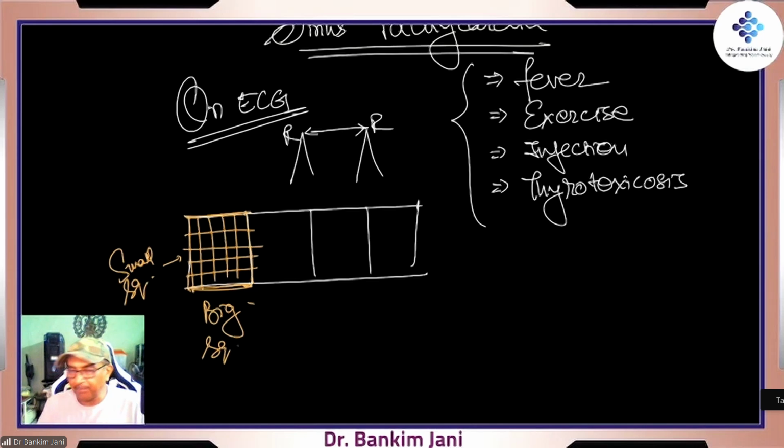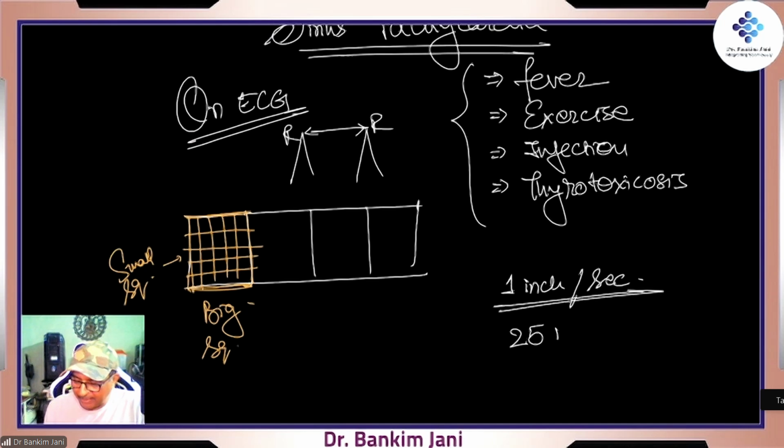At what rate does the paper move? When you take the ECG, the paper starts moving. Whether it is digital or physical, the paper moves at the speed of about 1 inch per second. 1 inch is 2.5 centimeters, which is 25 millimeters. So this is 25 millimeters per second. This is the speed of the paper.